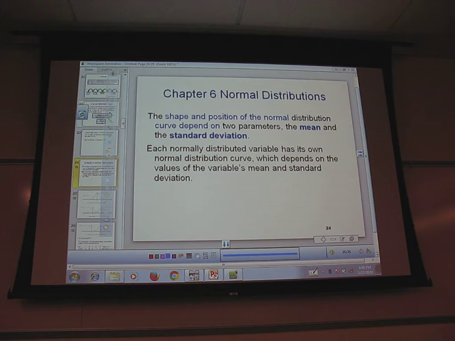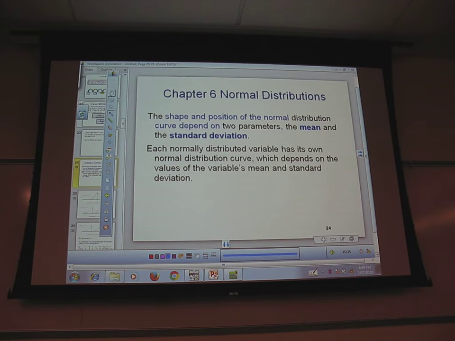Ivana, go ahead. The shape and position of the standard distribution curve depends on two parameters, the mean and the standard deviation. Each normally distributed variable has its own normal distribution curve, which depends on the values of the variable's mean and standard deviation.